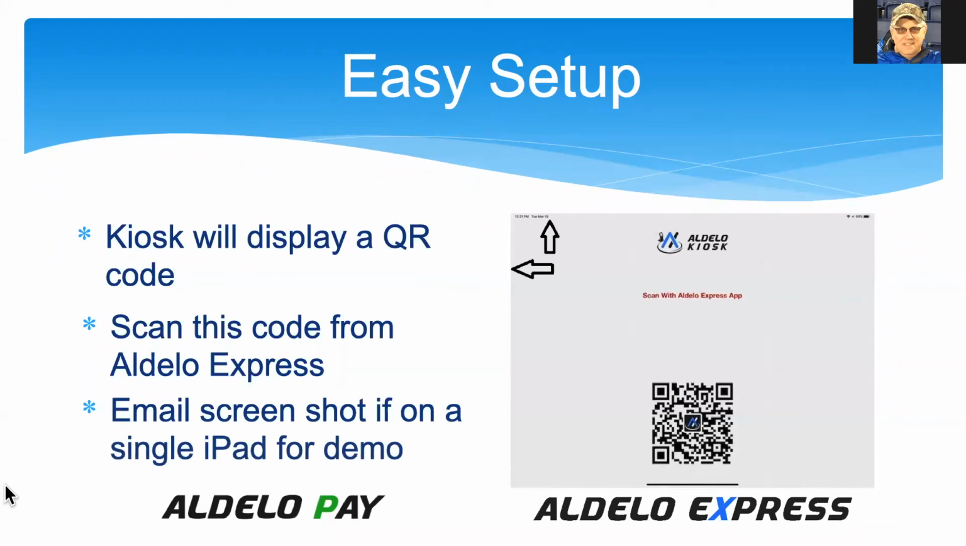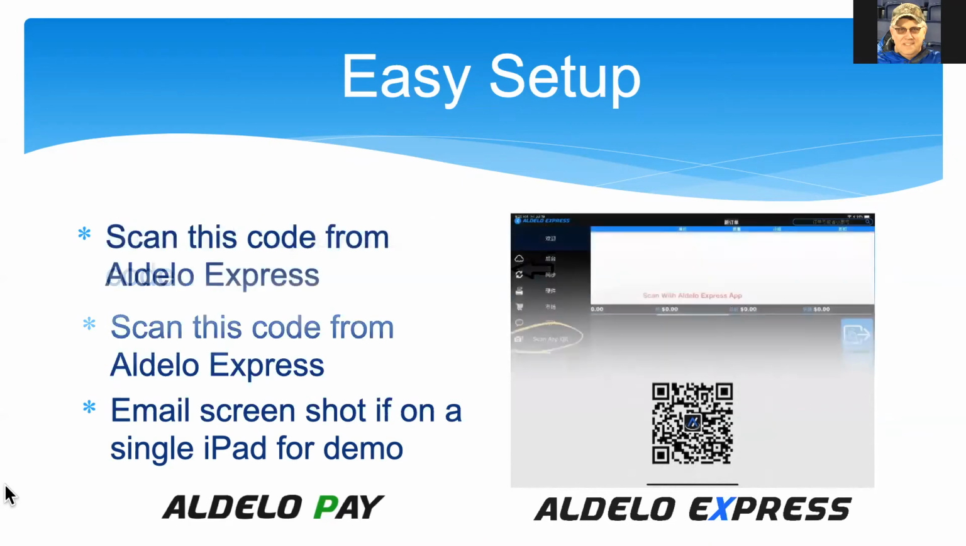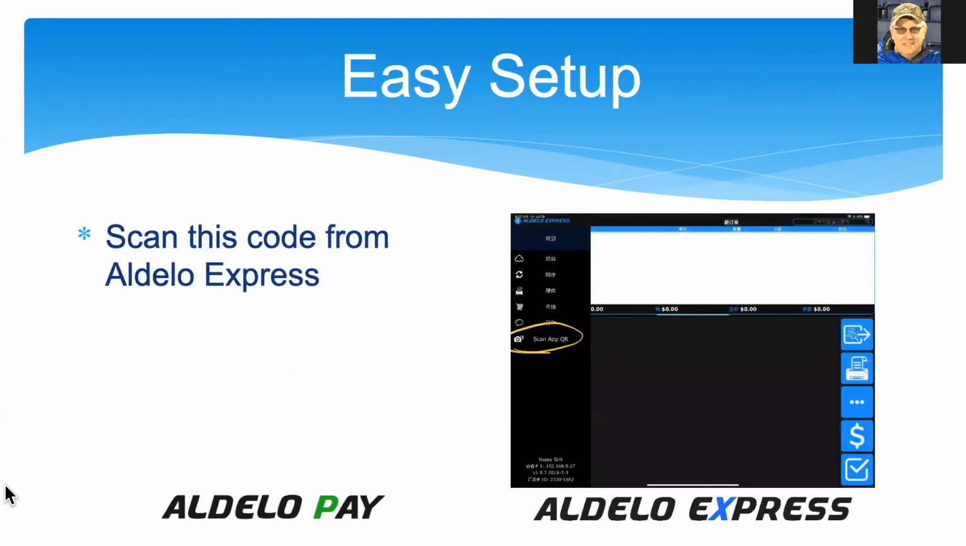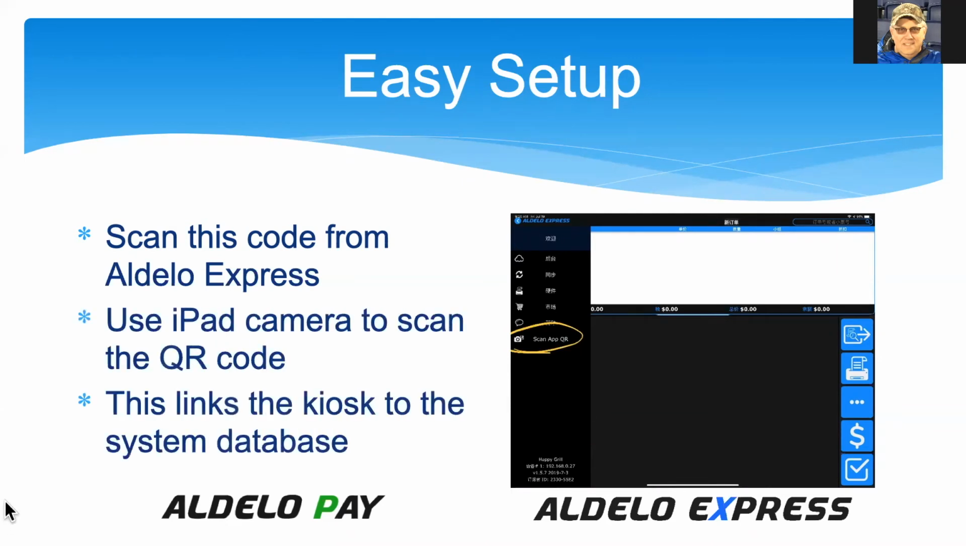If you're working on a single terminal that you're just going to set up a kiosk only, then you can do that by taking a screenshot and then scanning that QR code on the same iPad. Once you do that, well, here's where you would scan it. This is the actual place on the point of sale iPad that you scan it. It does link the kiosk to the system database. So whatever database you have online that is used at the point of sale devices is also used on the kiosk.